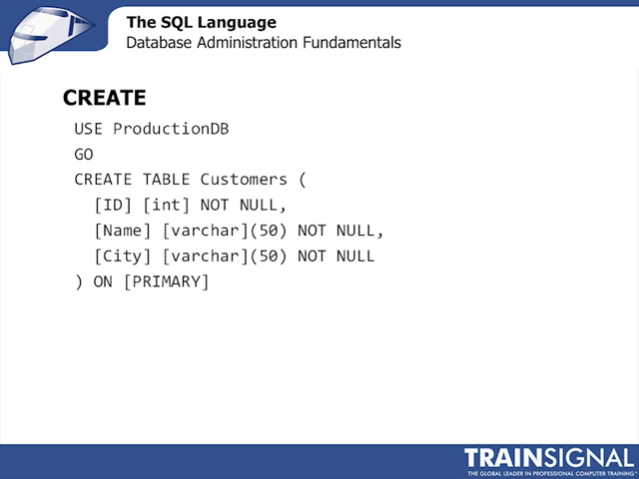All 3 of these carry the constraint not null, meaning when new rows are added to this table, a value must be specified for each of these or the command will fail. The onPrimary tells it to create this table on the primary file group, so the physical files in which this is stored.